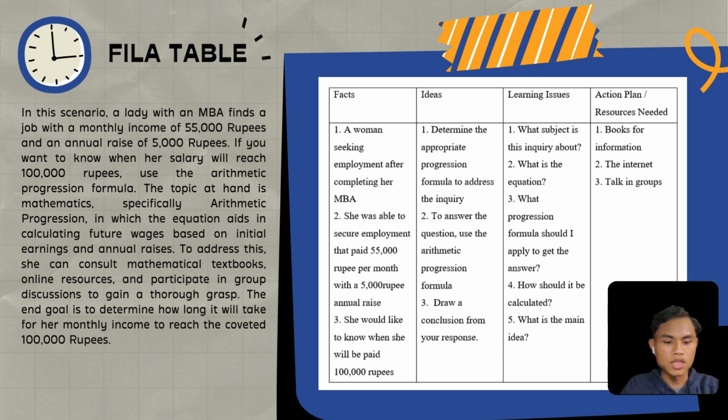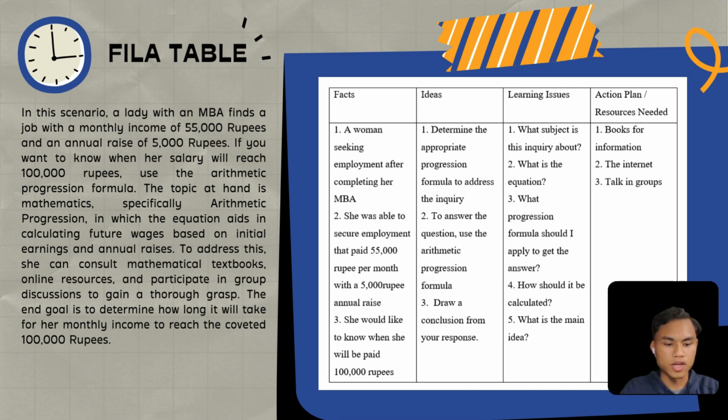For the ideas, firstly, determine the appropriate progression formula to address the inquiry. Second, to answer the question, use the arithmetic progression formula. Third, draw a conclusion from your response. For learning issues, firstly, what subject is the inquiry about? Second, what is the equation? Thirdly, what progression formula should I apply to get the answer? Fourth, how should it be calculated? And fifth, what is the main idea?